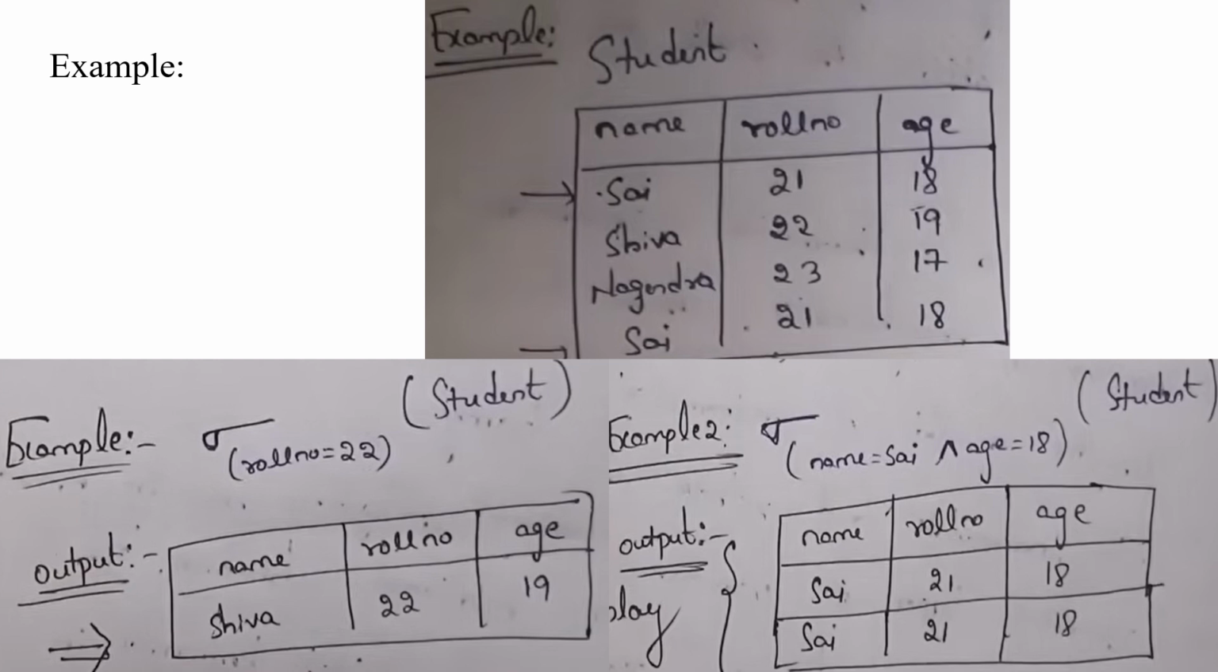Now observe example 2. We want to retrieve the person whose name is Sai and whose age is 18. This selection operation can retrieve duplicate values also, like Sai is observed 2 times. It can retrieve 2 times.